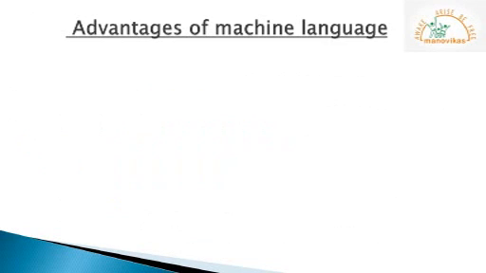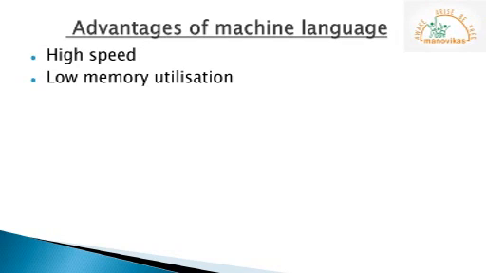Let's see what the advantages of machine language, or first-generation language, are. As we discussed in the previous slide, this language is much faster compared to the other programming languages, as this is the only language which a computer can understand directly. And since there is no need for translators, the memory utilized by this language is comparatively less. So these are two advantages of machine-level language.